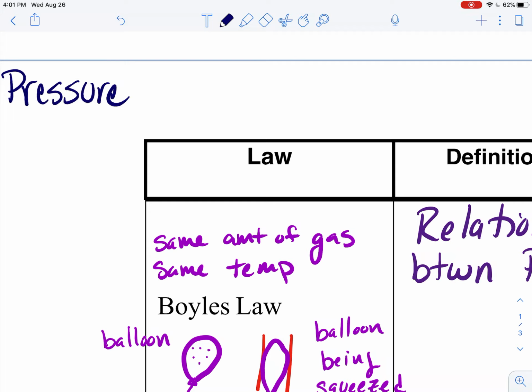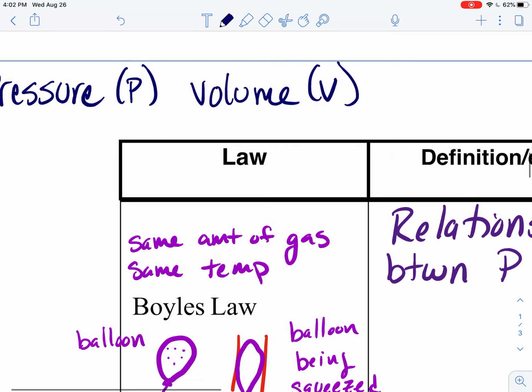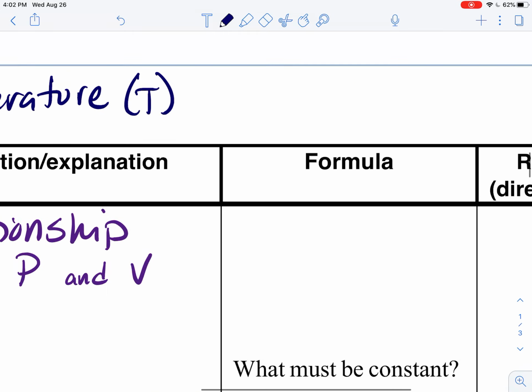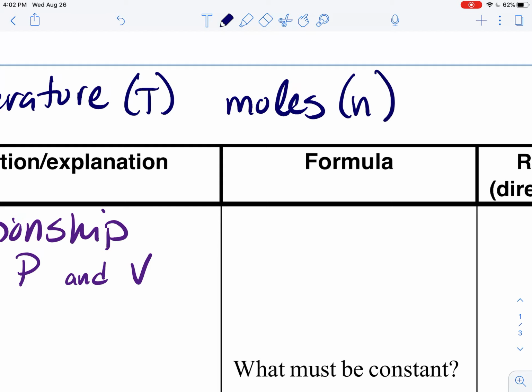and remember that's collisions with the sides of a container or collisions with anything that gas is hitting. The next variable we're going to be looking at is volume, so how much space that gas is occupying. Temperature can tell us or help us predict how our gases are going to behave. And the last one is moles, which is a quantity, how much of our gas we are looking at.